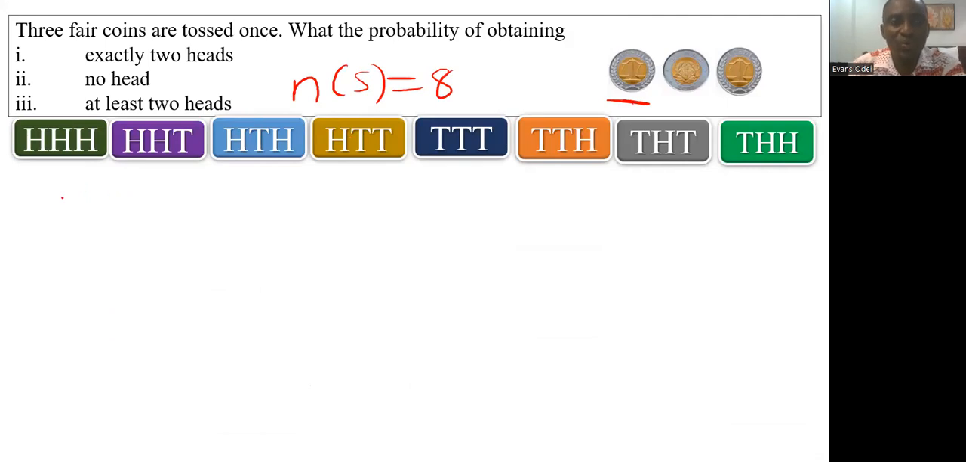Good. Now, the question says we should find exactly 2 heads. We want to find the probability of 2 heads. So we can generate the event. We can maybe let A be the event of exactly 2 heads. So we figure out all the 2 heads in the question. Let me clean this part first. Then we generate that one and see. So event A, let it be exactly 2 heads. Now let's figure out from here. Exactly 2 heads. Here we have 3, so this is out.